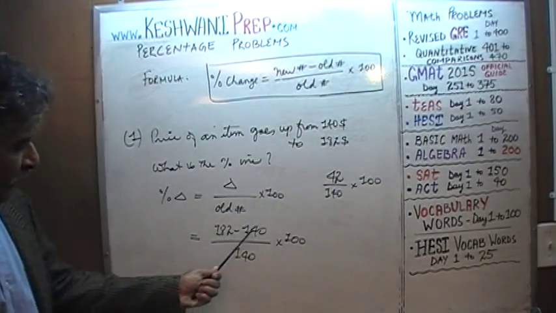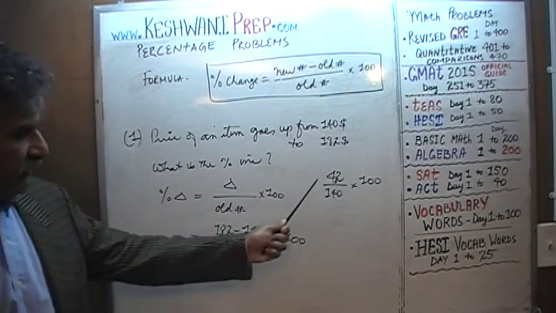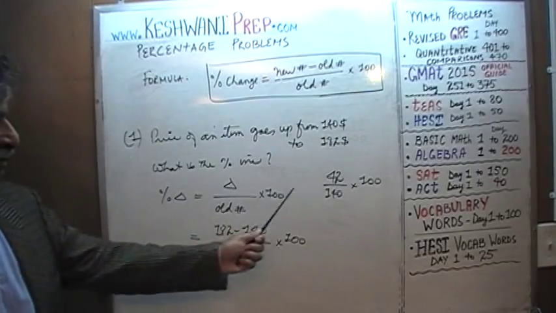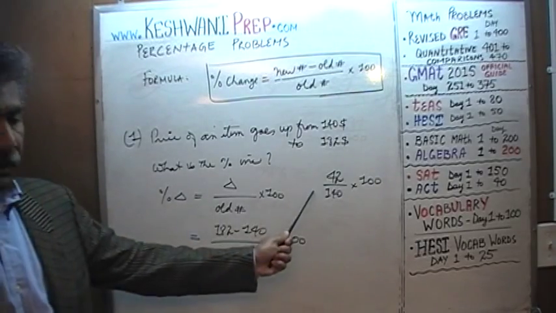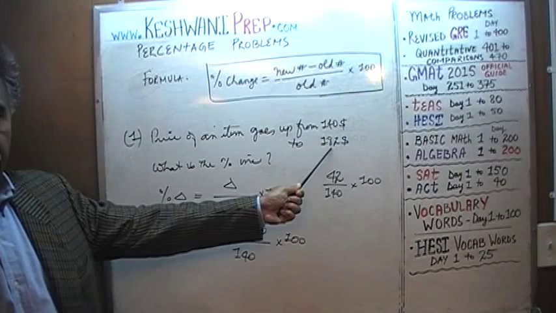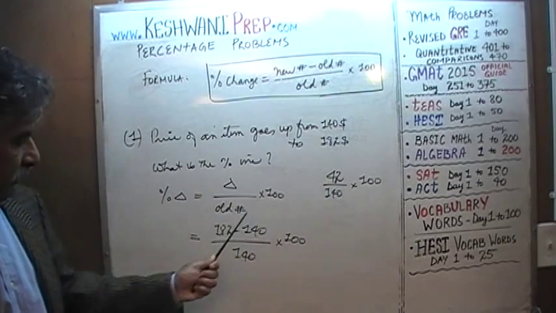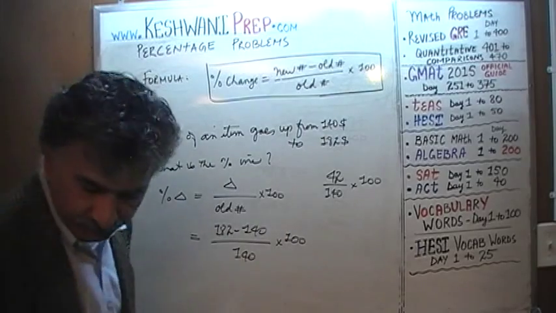Notice that it is a positive quantity. 182 minus 140 is a positive quantity. A positive quantity tells us that it has gone up. Its percentage change is going to be a positive number because it has gone up in value. Had we gone the other direction, this quantity would have been negative. You understand?